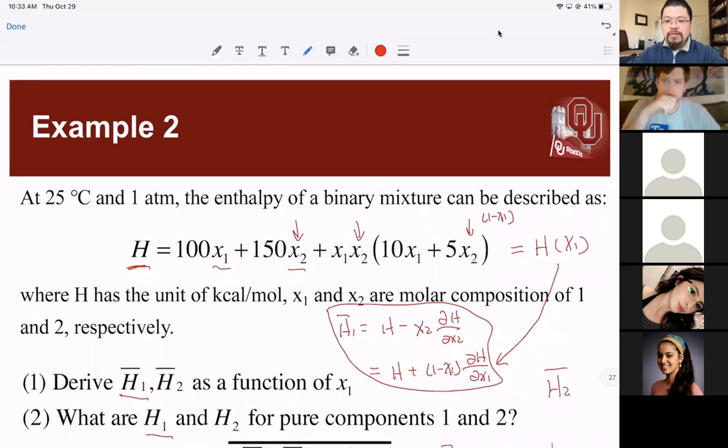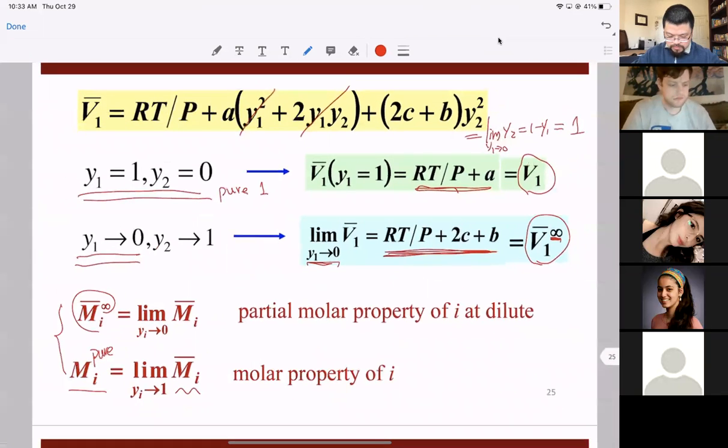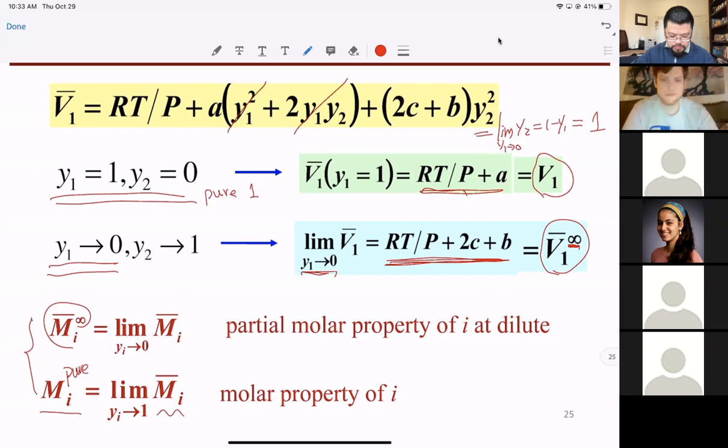Dr. Paul, can you go to slide 25? 25, yes. Yes, right there. So for the second equation you've written, m_i pure equals the limit as y_i approaches 1 of m_i. If we only had two components and one of them was going to 1, could it also be equal to the partial molar m infinity of 2?